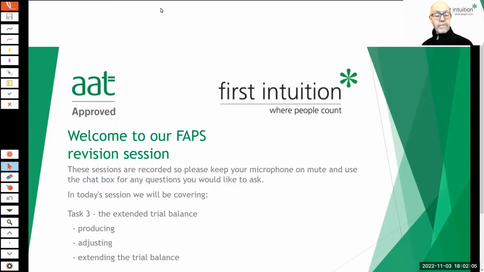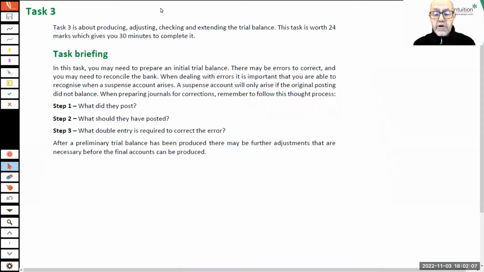Task 3 is about producing, adjusting, checking, and extending the trial balance. Note that it's worth 24 marks, so it's a big task. It gives you 30 minutes to complete it. In this task, you may need to prepare an initial trial balance. So it might be you'll be given a list of balances and you've got to work out which ones are debits, which ones are credits. You may be given a list already sorted. There may be errors to correct, and you may well need to reconcile a bank.